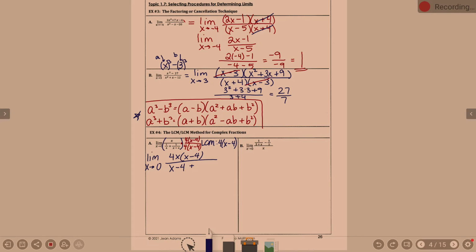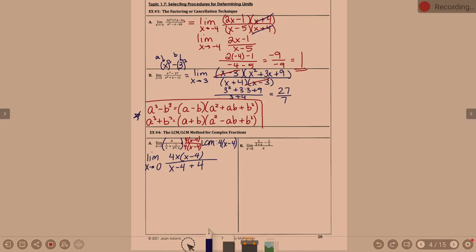Plus, now in the second fraction, again, I'm multiplying 4x minus 4, this time by 1 over x minus 4. So this time, x minus 4 cancels with x minus 4, and I'm left with the 1 on top times that 4. Are we okay with that?